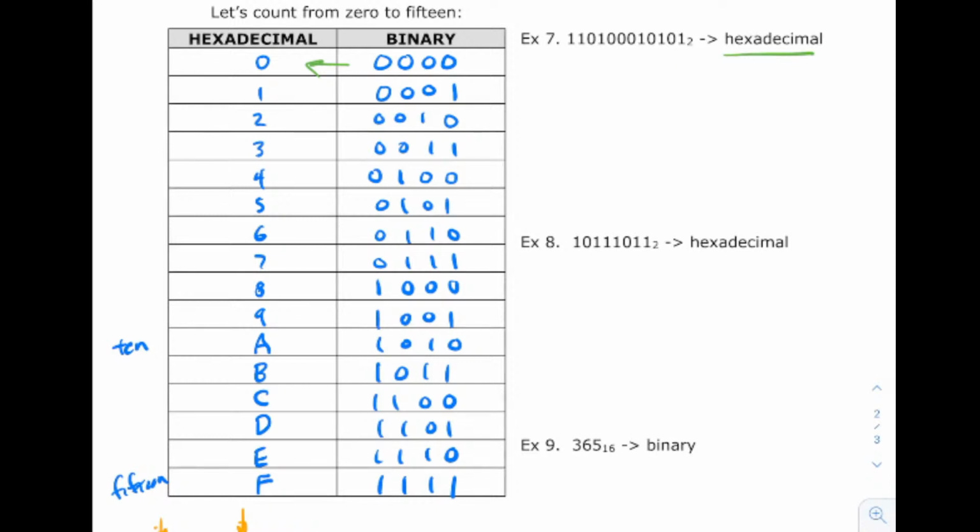So start slicing off your groups of 4. 1, 2, 3, 4. 1, 2, 3, 4. Oh, this comes out nice and even. 4 groups of 4.